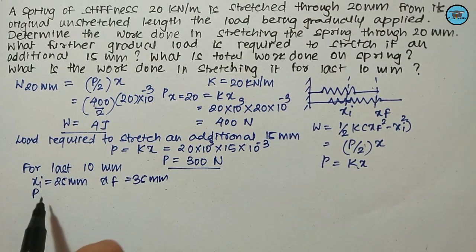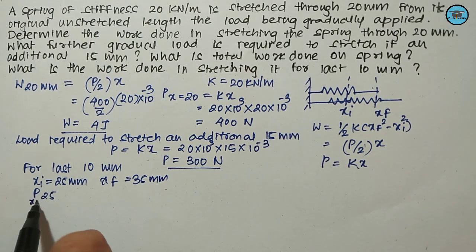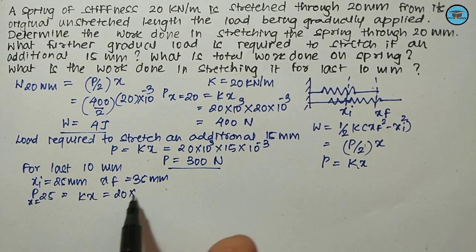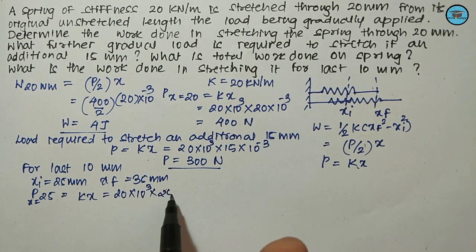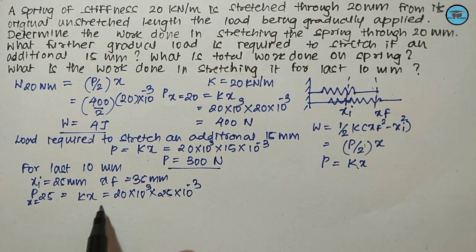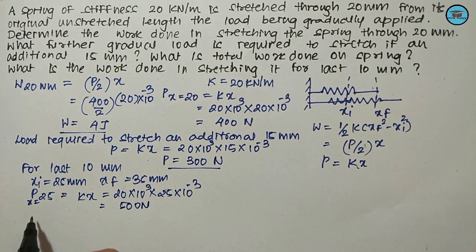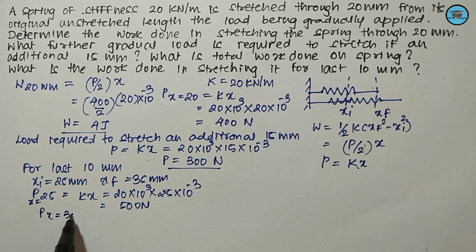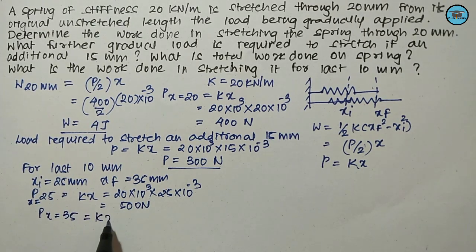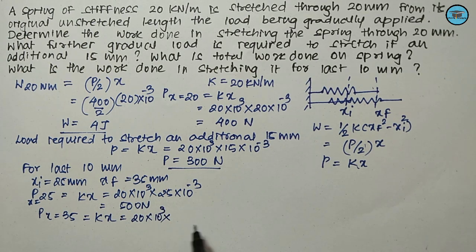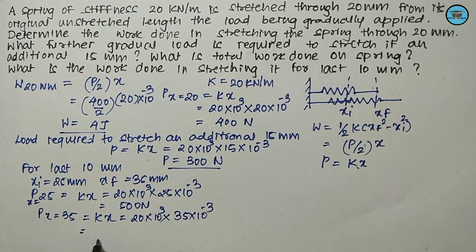Okay, so the load at x equals 25 can be given as k into x. The value of k is known, that is 20 into 10 raised to 3. x is 25 into 10 raised to minus 3. So the value of load at x equals 25 comes out to be 500 Newton. Similarly, P at x equals 35 is k into x, that is 20 into 10 raised to 3 into 35 into 10 raised to minus 3. So the value of load at x equals 35 comes out to be 700 Newton.